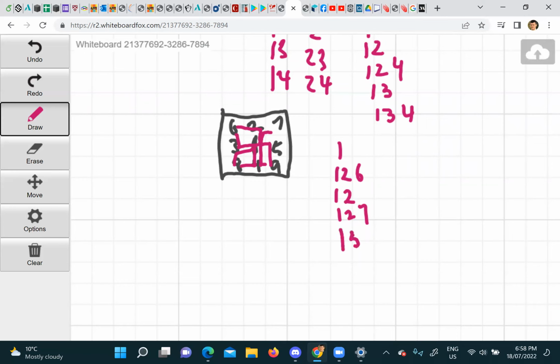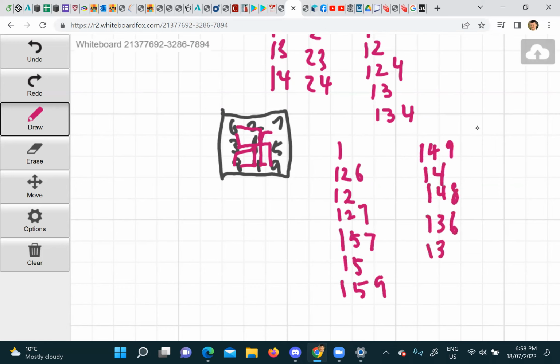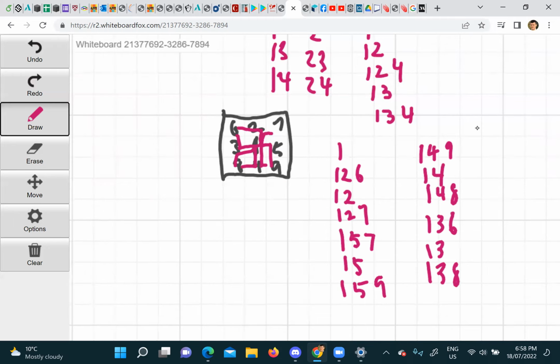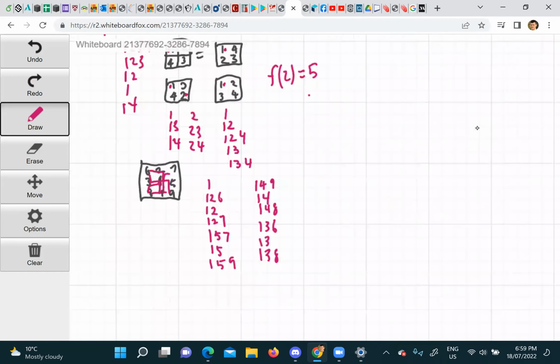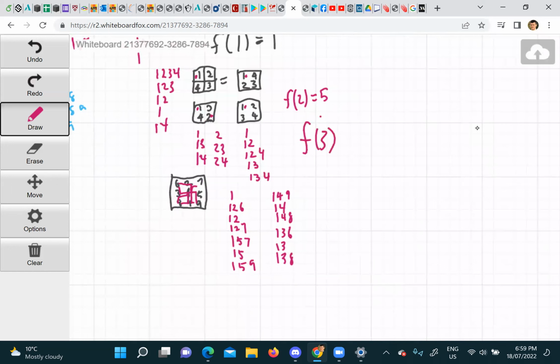Okay, so 1, 5, 7, 1, 5, 1, 5, 9, and it's 1, 4, 9, 1, 4, 1, 4, 8, 1, 3, 6, 1, 3, 1, 3, 8. Yeah? How many is that? 6 plus 7, yeah? That's 13, yeah? Okay, so f of 3 is at most 13, okay?